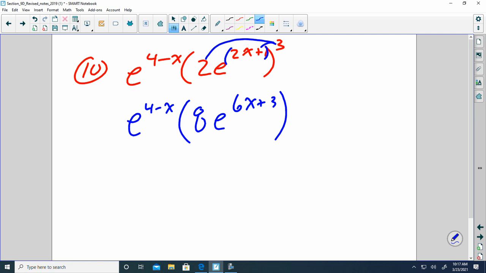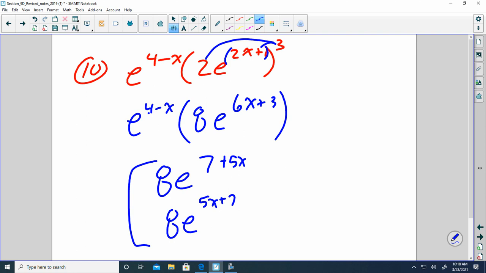Okay. Now I have a multiplying, so my like bases, the exponents will add, so 8 just comes across, e, and then I'm going to go 4 plus 3, which is 7. Negative x plus 6x is plus 5x. That answer is technically fine, but they kind of want to have the variable come first. So if you gave me either one of those answers, I think it's appropriate. If it was multiple choice, the bottom answer would be the one that would be given. Is that all right? Anything else?